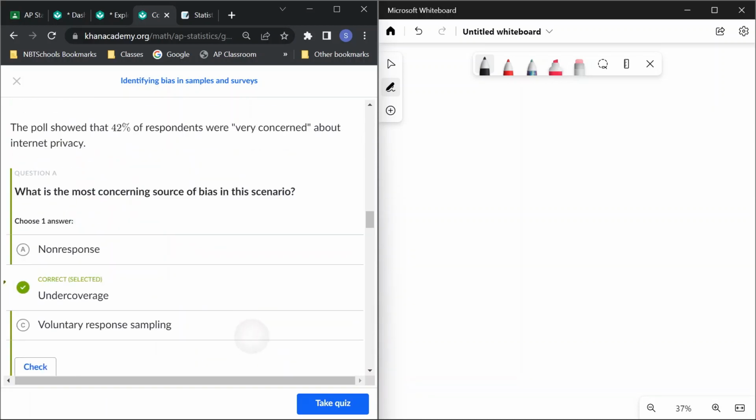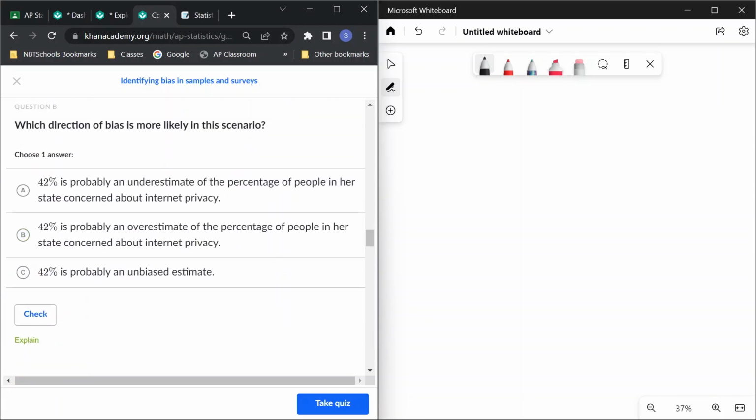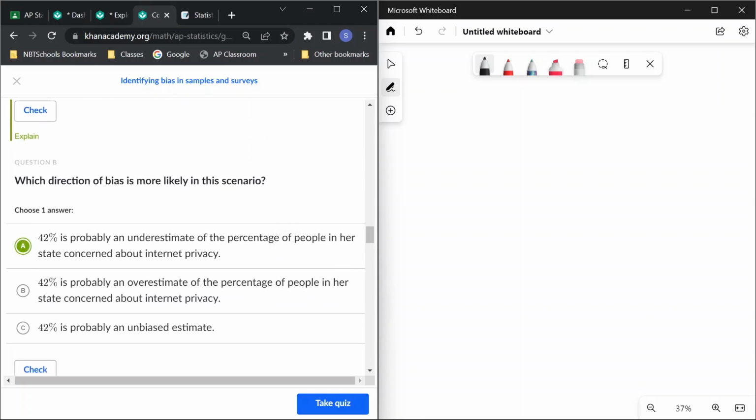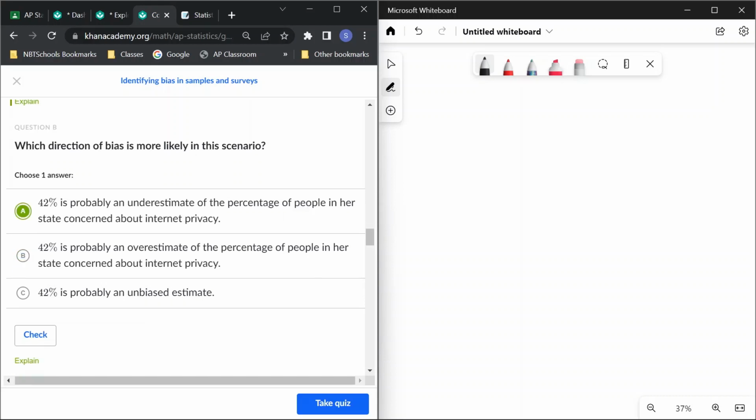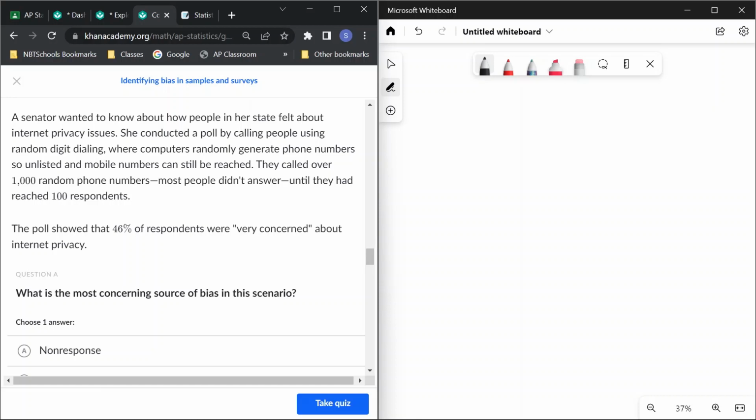What was the result? Poll showed that 42% of the respondents were very concerned. It's probably an underestimate, or maybe an overestimate. Yeah, understood. A senator wanted to know about how people in her state felt about internet privacy issues.